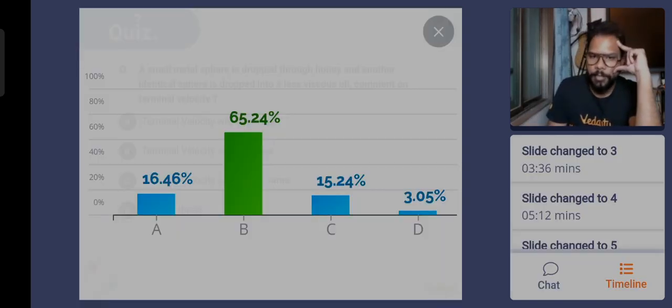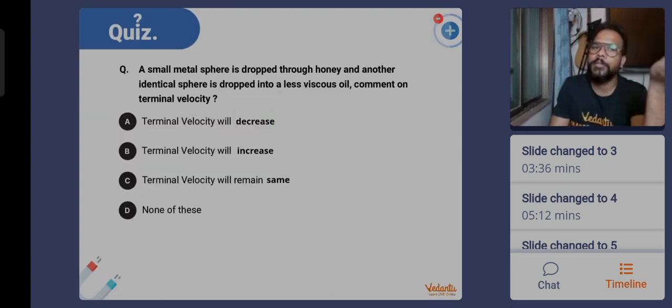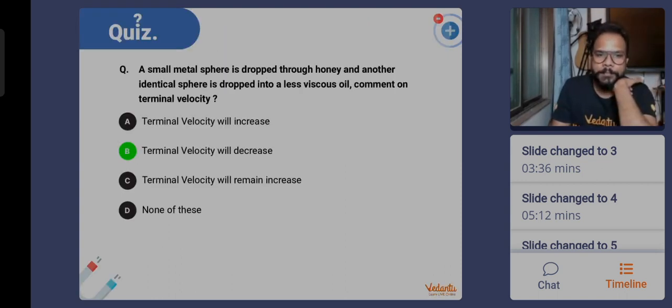That's good. Nice. Very good, everyone. Let's say the common sense. Obviously, the common sense says that if the viscosity is decreased, then the terminal velocity will increase, and anyway the terminal velocity is inversely proportional to eta. So that way it should increase. Okay.